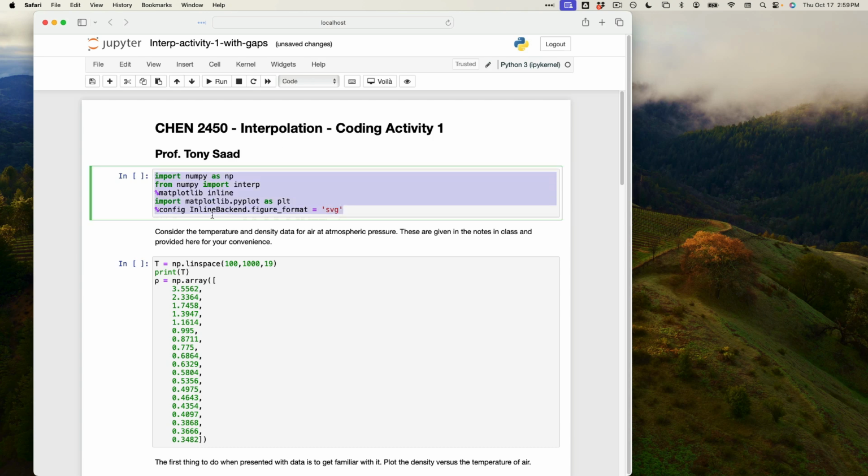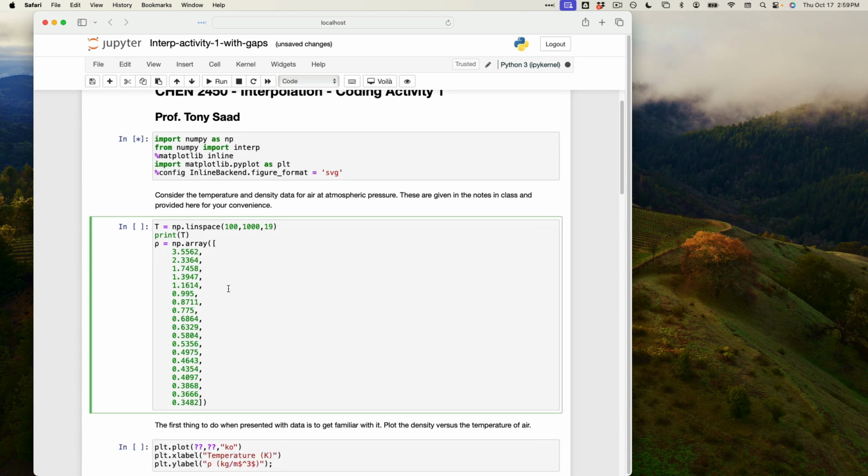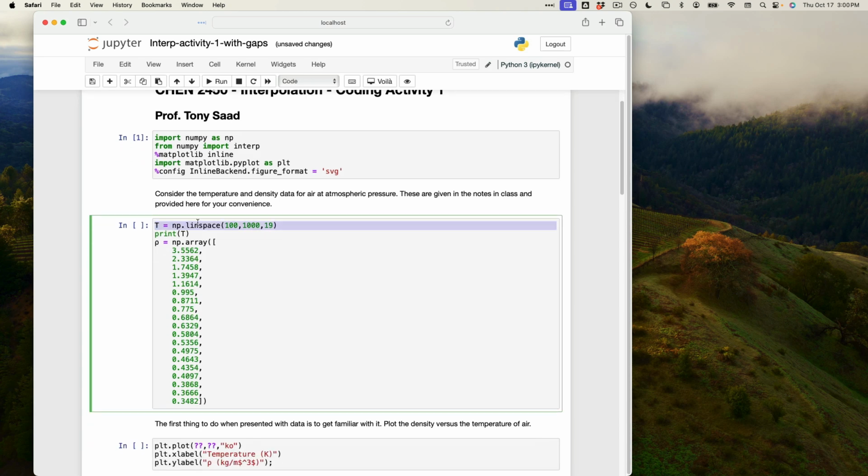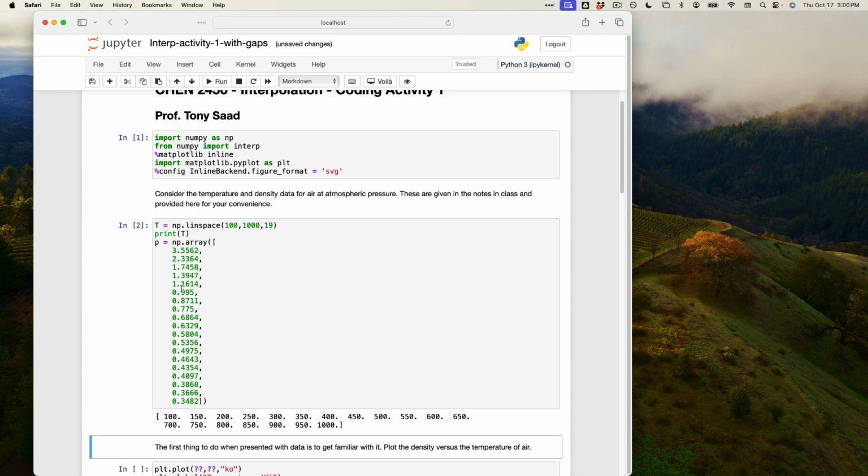It's got the boilerplate already for you, and it has the temperature and density data. Okay. So the temperature data, because it is so structured, I created it as a linear space from 100 to 1000 with 19 data points. So 100, 200, 300, 400. And I had to manually put in the density data for a row. If I execute this cell, see what I get for the temperature: 100, 150, 200, 250, and so on. Okay, and the density data.